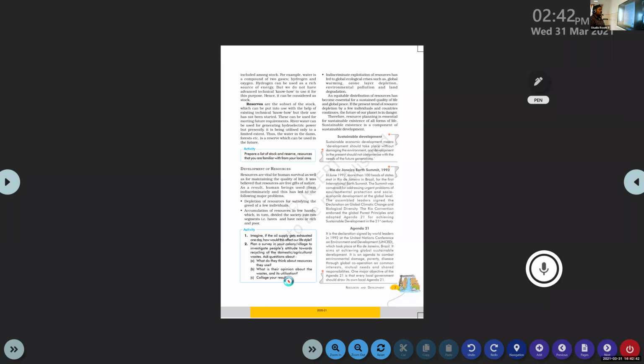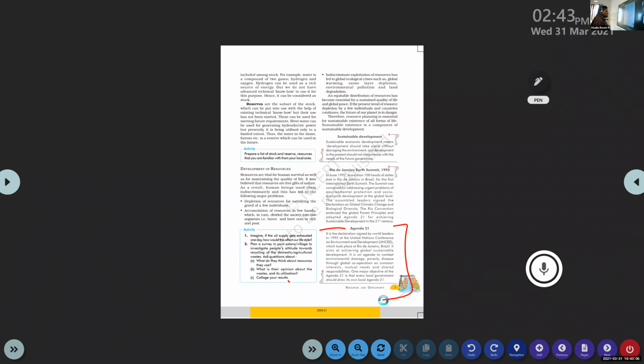Next question: write a short note on Agenda 21. From each page, there are a number of questions, right? Agenda means a program. 21 is for the 21st century, to protect the environment in the 21st century. That's what Agenda 21 is.